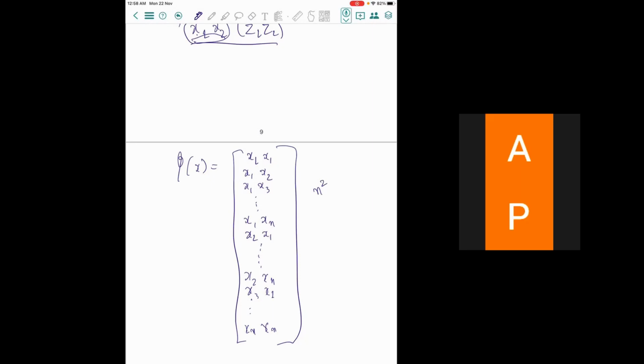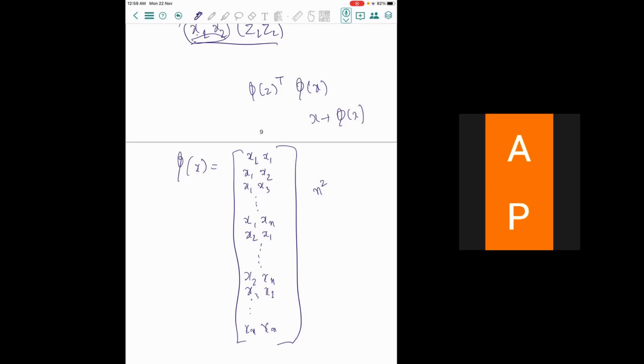And this kernel is calculating phi z transpose phi x. So this kernel is calculating the dot product of such a large feature vector, which just going from x to phi x would take us order of n squared time, but finding this k just takes order of n time. So it's linear in the dimension of the input attributes. This is how we see that using kernels we can save a lot of computational time.